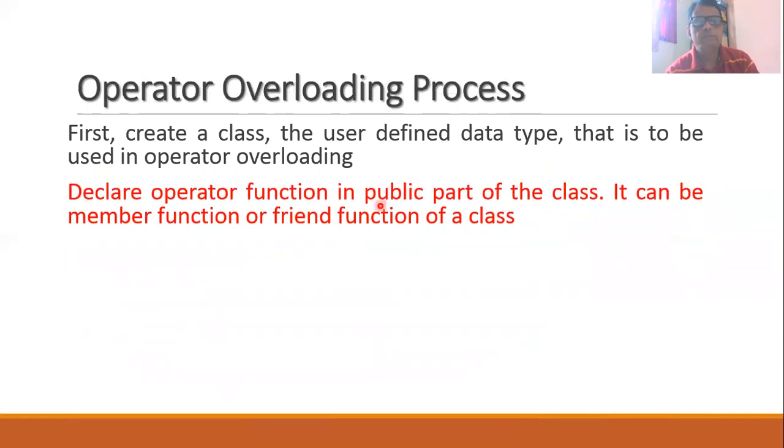In the second step, declare the operator function in the public part of the class. It can be either a member function of a class, or it can be a friend function of a class. The operator function can be used in two ways. Either you can make it a member function of a class, or you can make it a friend function of a class.